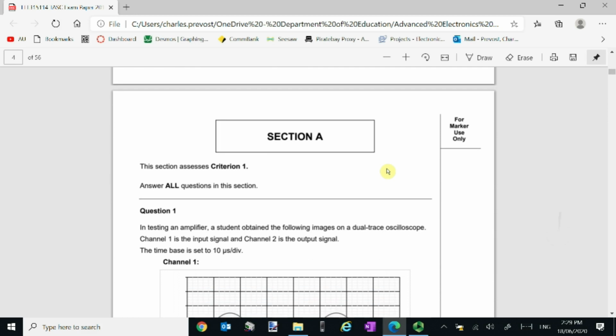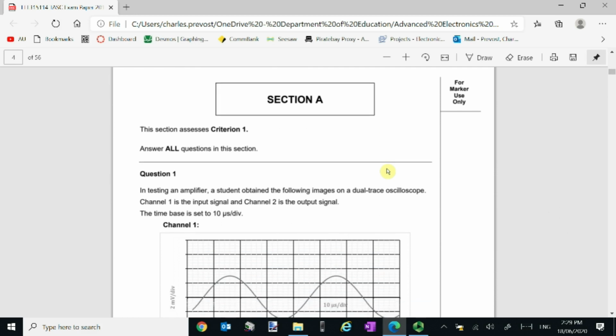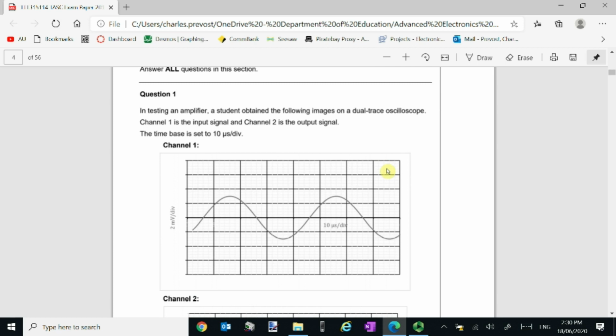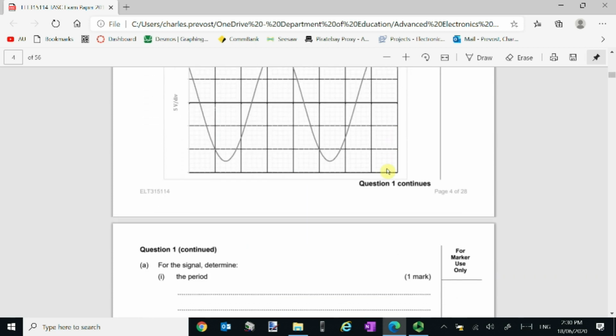Okay, so this exam is split into two sections, or two parts. There's booklet 1, which is criterion 1. So section A is going to be those questions, and so question 1 is an amplifier. So this is related to analog electronics. I'll skip over that.